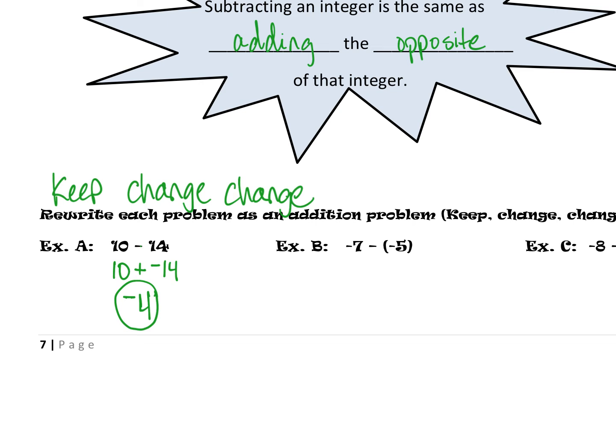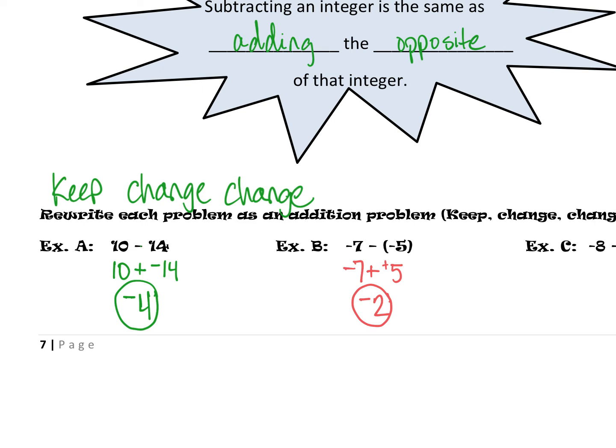Negative 7 minus negative 5. So we're going to do keep, change, change. Keep the negative 7. Change the minus subtraction symbol into a positive, and my negative 5 is going to become a positive 5. And you guys were rocking the addition problems in the previous lesson. So here we go. We have two numbers with different signs. So we subtract, we find the difference, 7 and 5. The difference is 2. We take the sign of the one with the greater absolute value, the negative 7. So our answer is negative 2.